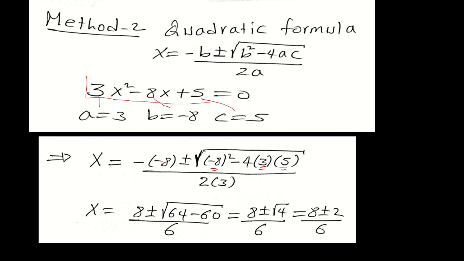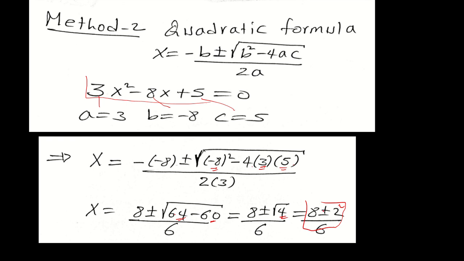Therefore, negative of negative 8 will be positive 8. This square will be 64. And 4 times 3, 12. 12 times 5 will be 60. And the difference will be 4. Radical 4 means 2. So everything, as you see, it's smooth. We are almost done now.